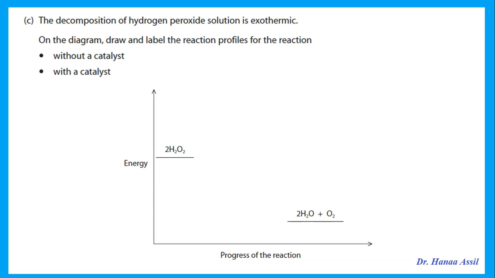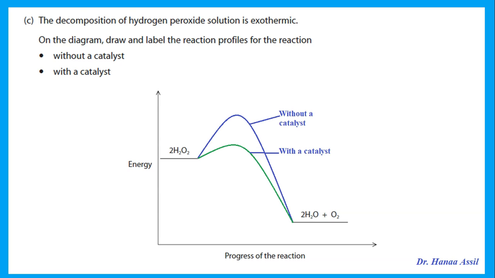The decomposition of hydrogen peroxide solution is exothermic. On the diagram, draw and label the reaction profile for the reaction. Remember, reaction profile shows energy of activation. So if we're doing it without a catalyst, then the energy of activation is high. With a catalyst, we said the function of the catalyst is to lower the activation energy, so the height of that peak would be lower.